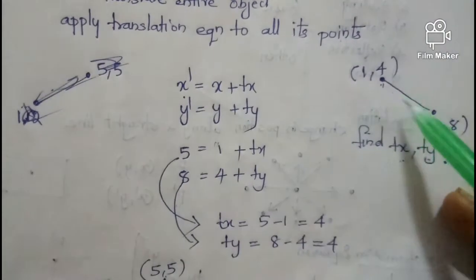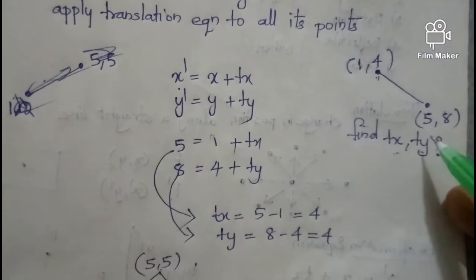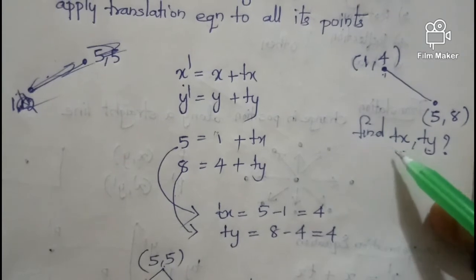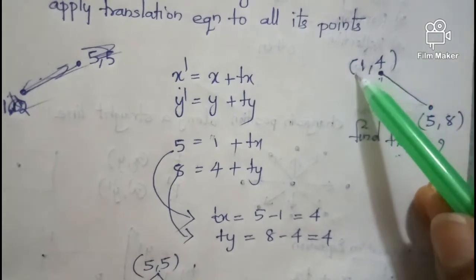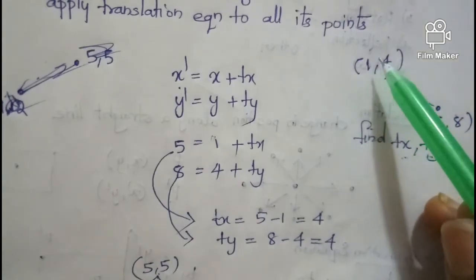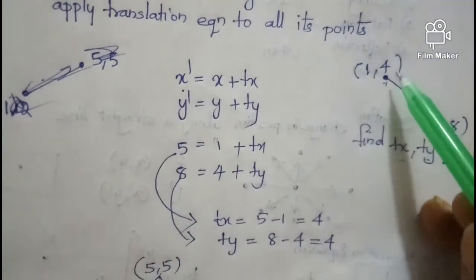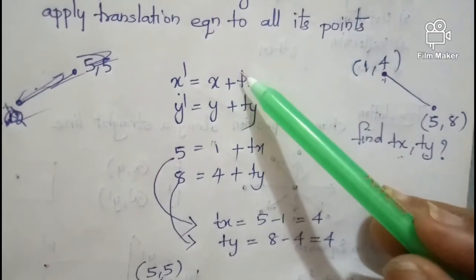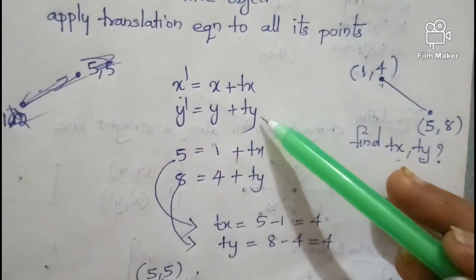Let this be the question given. You are having a line and the two endpoints are 1, 4 and 5, 8. Two endpoints are already given to you, and your purpose is to find the values of tx and ty. Now we know that the initial point x and y are given, and the final points x dash and y dash are given. We know that when tx is added to x, you will get x dash, and when ty is added to y, you will get y dash. So first we have to write the equation. x dash is equal to x plus tx and y dash is equal to y plus ty.